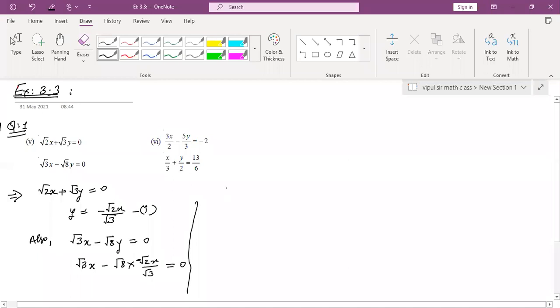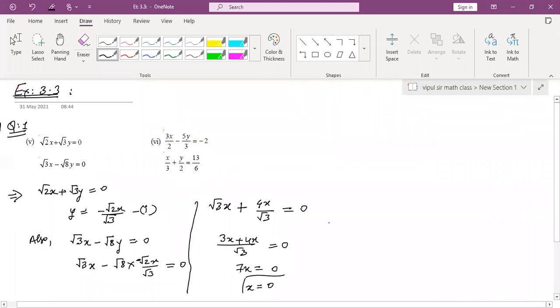If you simplify this one, then it is what? Root 3x as it is. And if you simplify this one, you will get minus minus plus. And this is 8 times 2, 16, root 16. Root 16 means what? 4. So 4x upon root 3, correct? Is equals to 0. And if you further simplify it, it will be what? Root 3 into root 3 is 3, so 3x plus 4x upon root 3 is equals to 0. That means 7x is equals to root 3 into 0, which is 0. And therefore x is equals to 0.